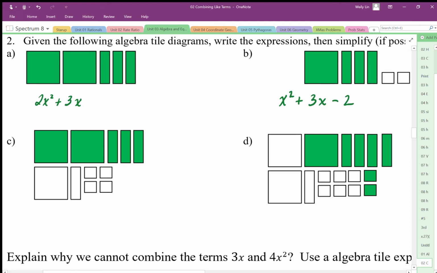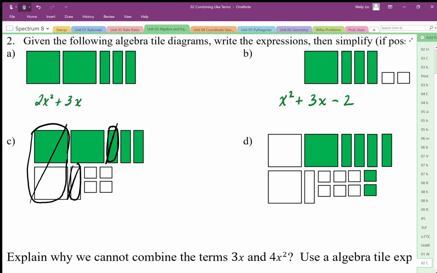Here, before I write it all out, really, I should simplify this because there are some 0 pairs involved here. So 0 pairs are when I put these together and I get a 0. So x squared and negative x squared cancel each other out. A positive x and a negative x cancel each other out. So really, in a way I'm combining like terms because I'm counting the same shapes together, but some count against each other, so we can actually get our 0 pairs here.